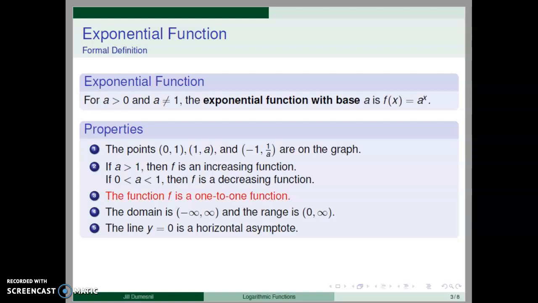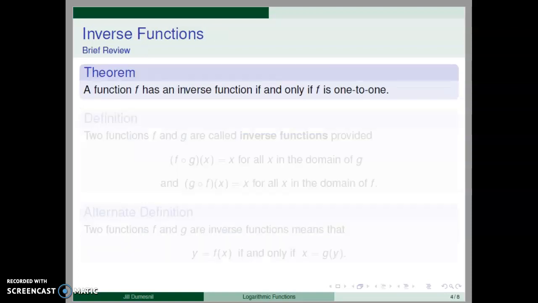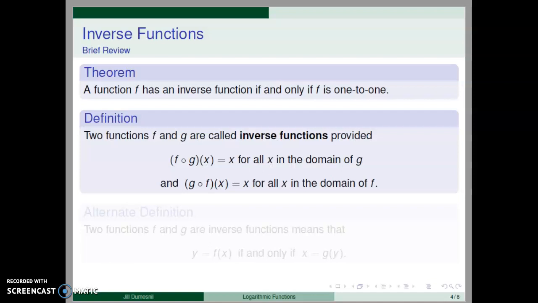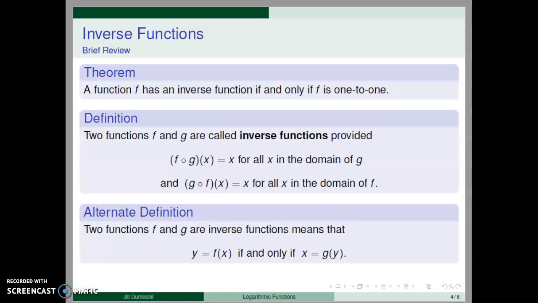The critical property for us currently is that all exponential functions are one-to-one functions. This matters because one-to-one functions have inverse functions. Recall that inverse functions undo each other under composition. An alternate but equivalent definition of inverse functions says that two functions f and g are inverse functions provided that y equals f of x if and only if x equals g of y. Note that in this definition we see clearly that f and g interchange the variables x and y.